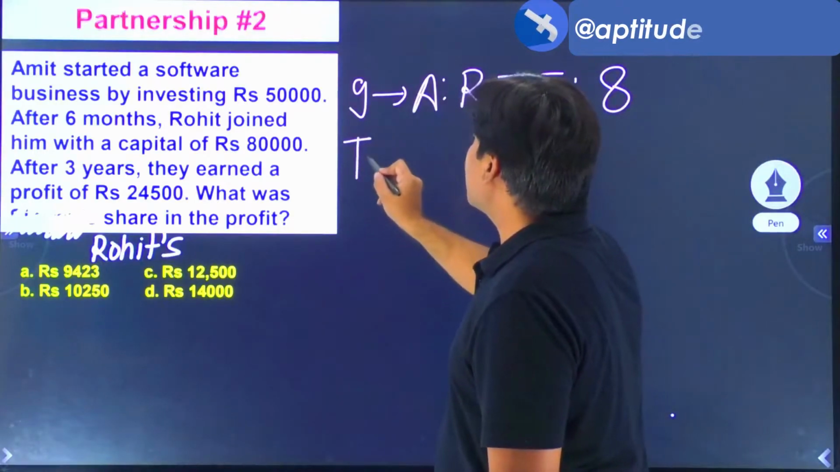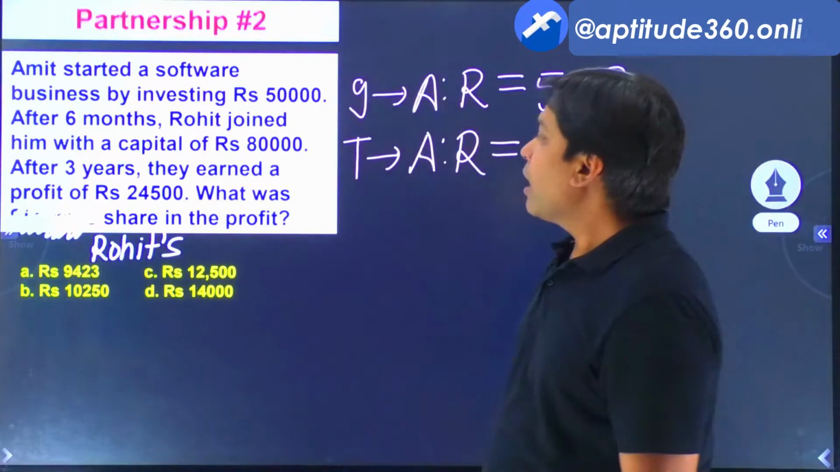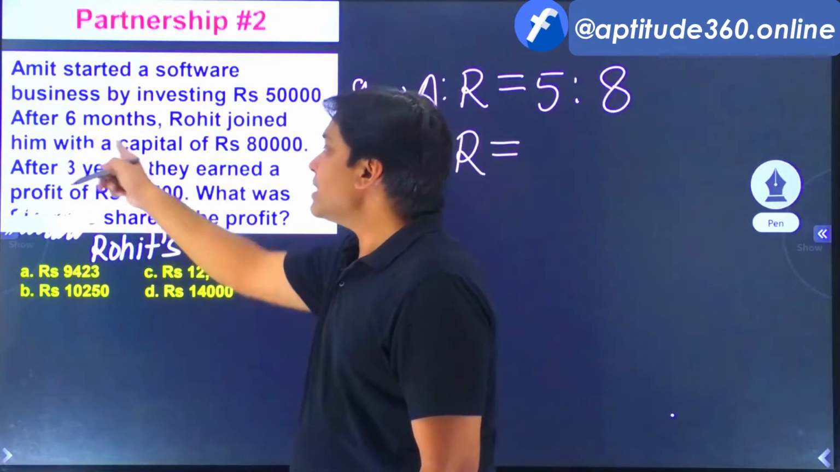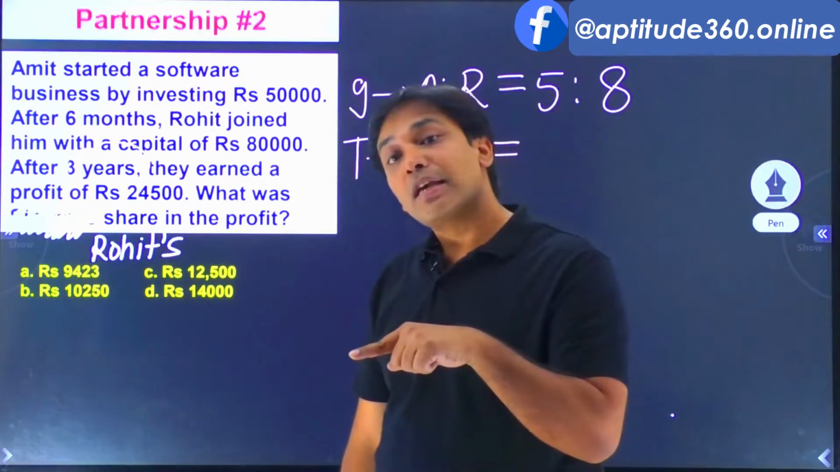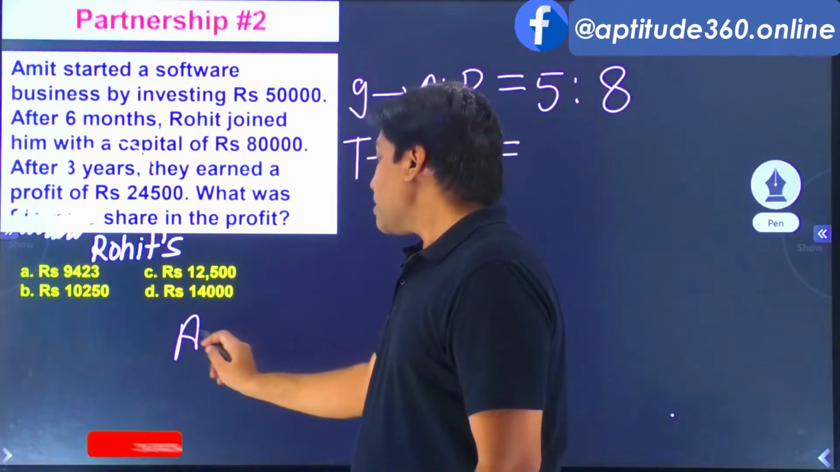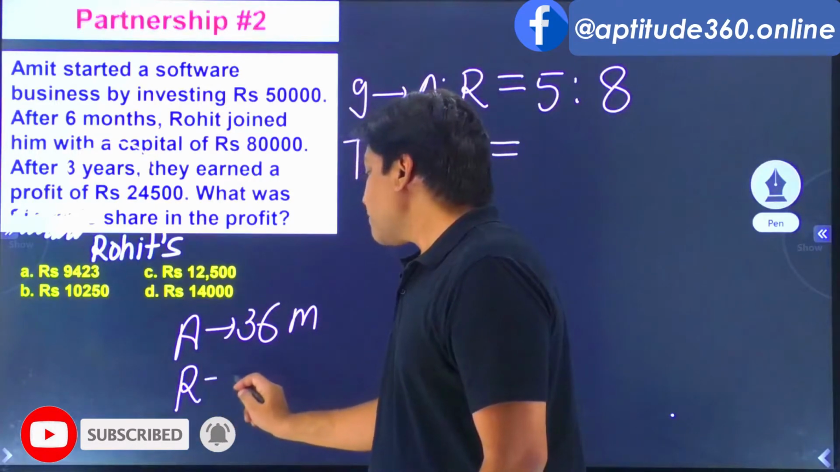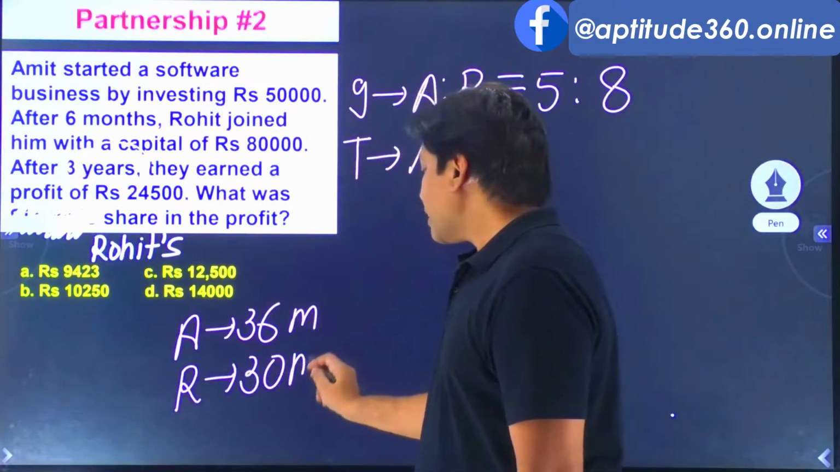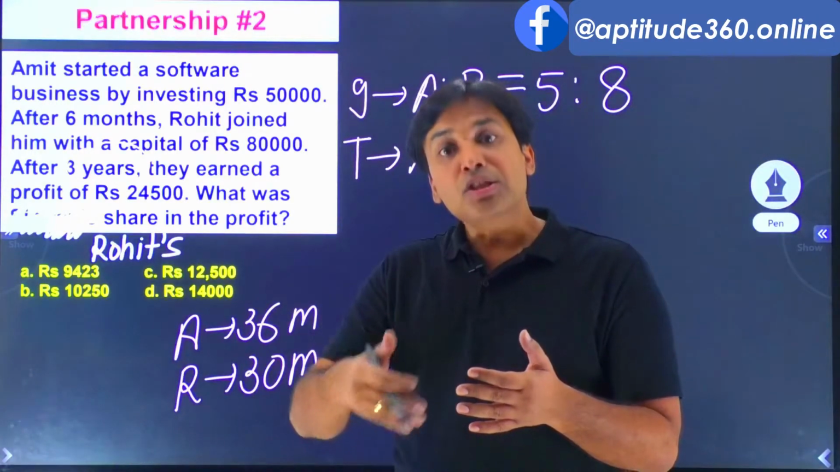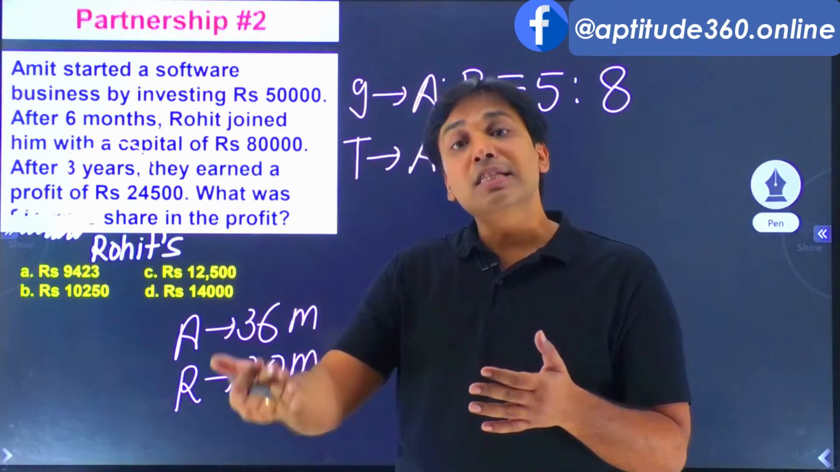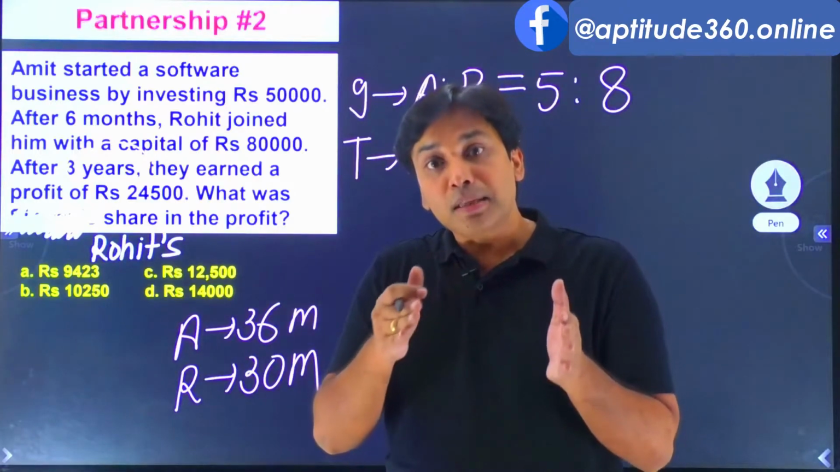And in order to find out the ratio of time period of these two individuals, it is a 3 year business, and Rohit is coming after 6 months. So what does that mean? Amit is there in the business for 36 months and Rohit is there in the business for how many months? 30 months. Are you understanding how I am writing 30? It's a 3 year business, which is 36 months. Rohit is coming 6 months after Amit. So this means that Rohit is there in the business for 30 months.